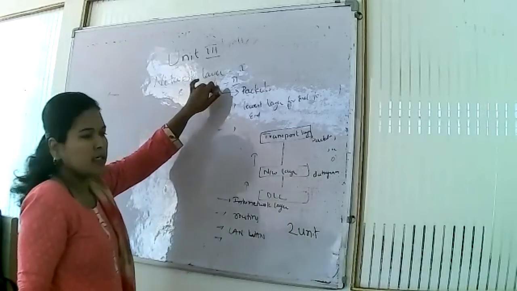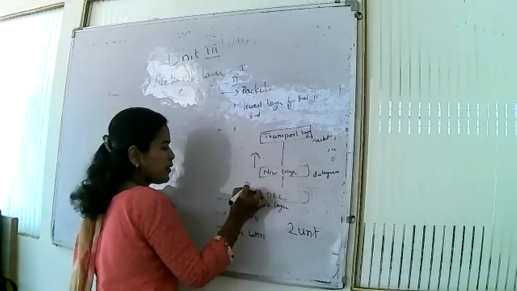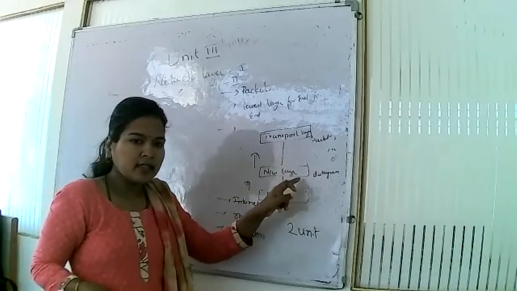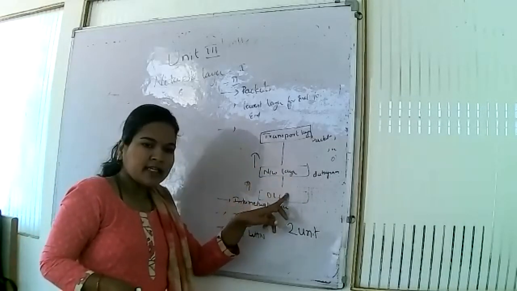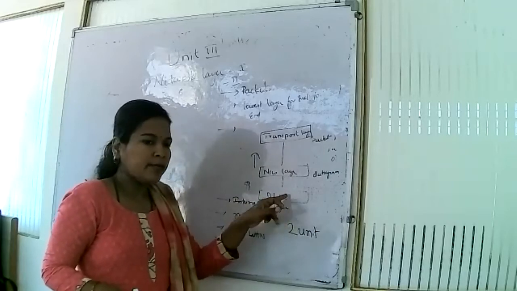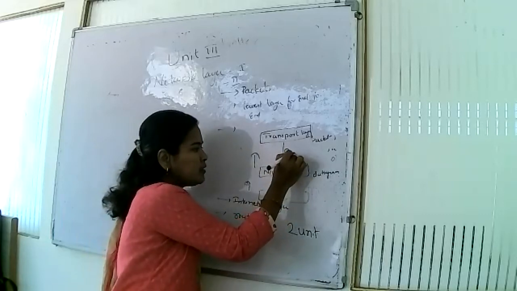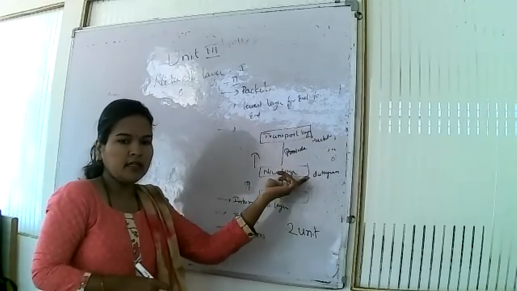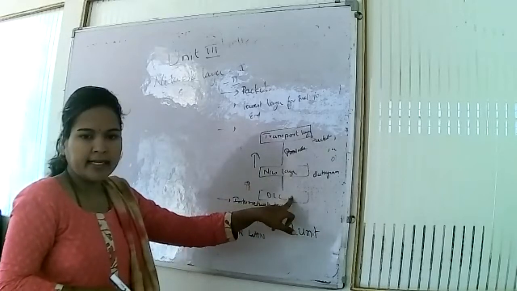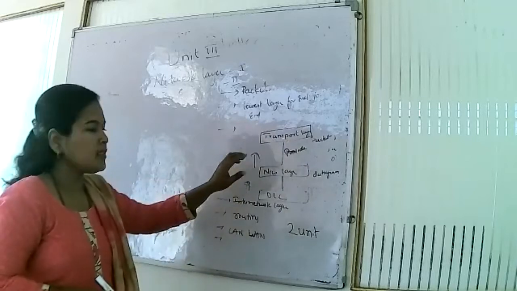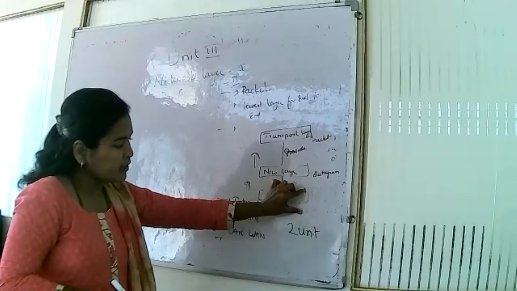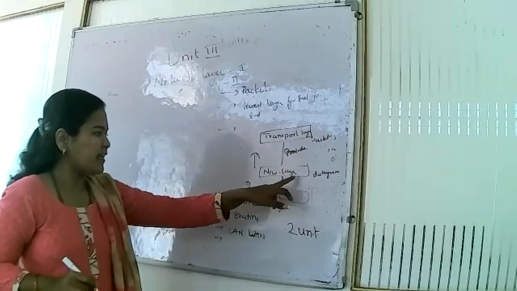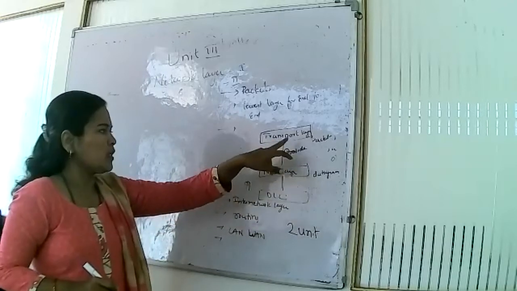Starting with the network layer: below the network layer there is the data link layer and above it there is the transport layer. The network layer will take the service from the data link layer and it will provide the service to the transport layer. Listen carefully, you will understand. Network layer will take the service from the data link layer and provide the service to the transport layer.